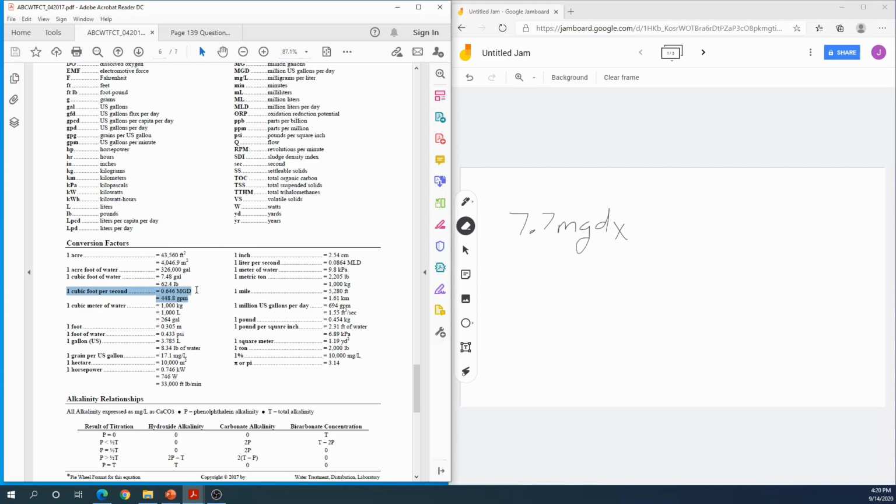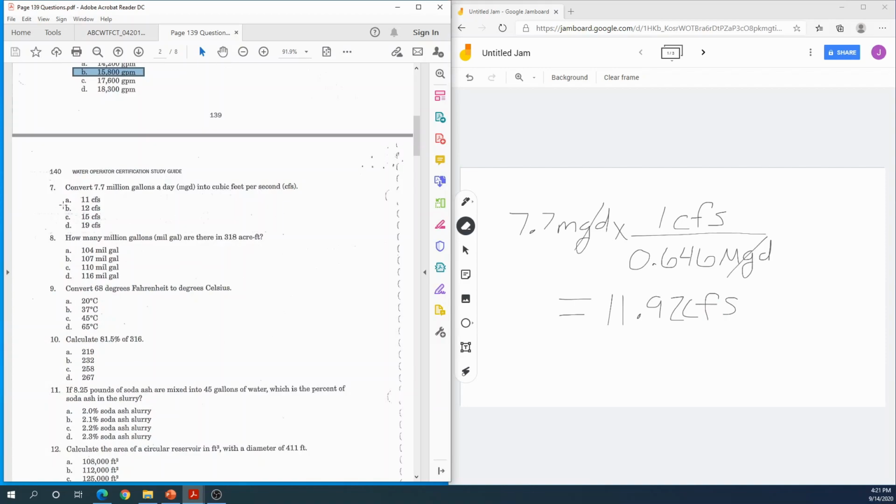So we're going to put our 0.646 million gallons per day on the bottom so it cancels. And that's equal to 1 cubic foot per second. So a million gallons per day cancels million gallons per day. 7.7 divided by 0.646 is equal to 11.92 CFS, which is 12 CFS. Answer B.